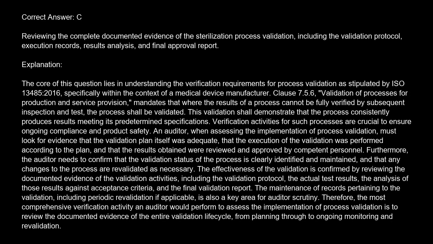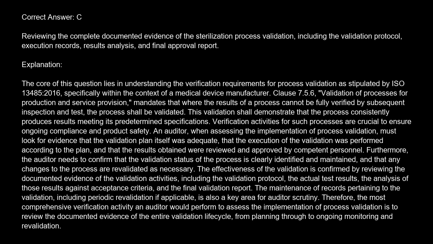The correct answer is C. Reviewing the complete documented evidence of the sterilization process validation, including the validation protocol, execution records, results analysis, and final approval report. Explanation. The core of this question lies in understanding the verification requirements for process validation as stipulated by ISO 13485:2016, specifically within the context of a medical device manufacturer.